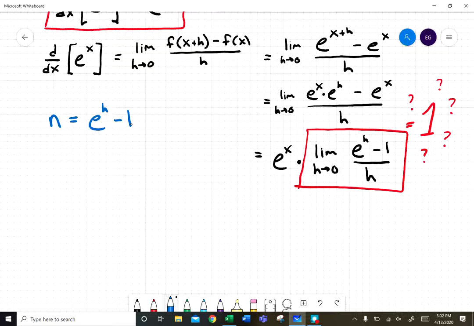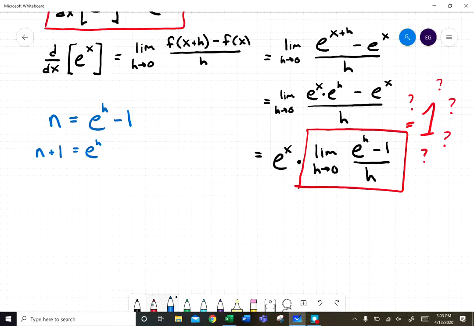All right, and now we have an h on the bottom, so we want to get rid of h. We want to bring in the n and get rid of the h. So if we let n equal the numerator, e to the h minus 1, now we could solve this equation for h, and we could solve it using the natural log function. Let's add 1 to both sides. So n plus 1 is equal to e to the h.